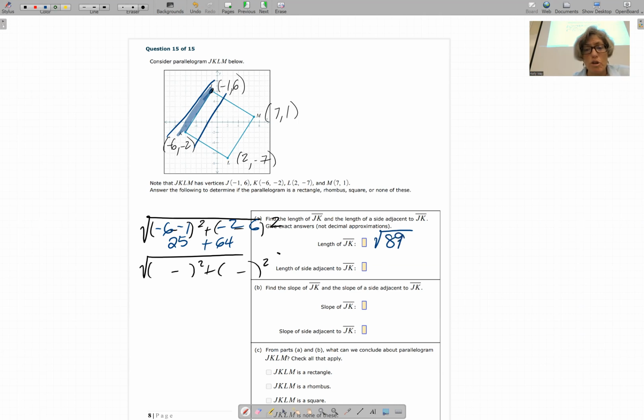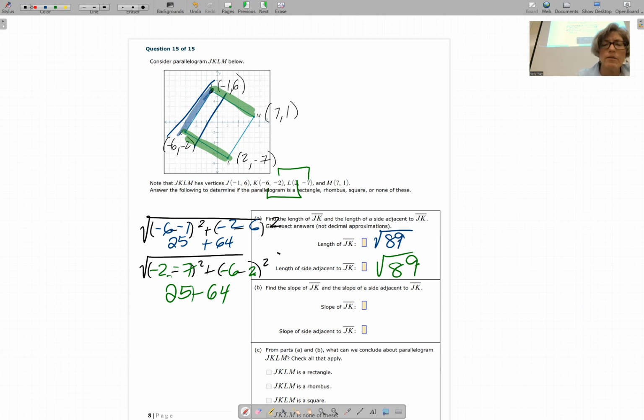And then next to, adjacent to means next to. So you could either do JM or KL. I'm just going to do KL. So K to L, y minus y, -2 minus -7, x minus x, -6 minus 2. That's going to be 5 and 25 again, and that's 8, so it's 64 again. It's root 89.